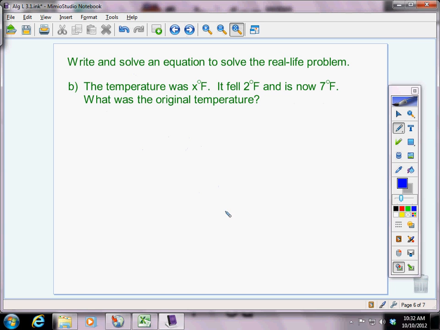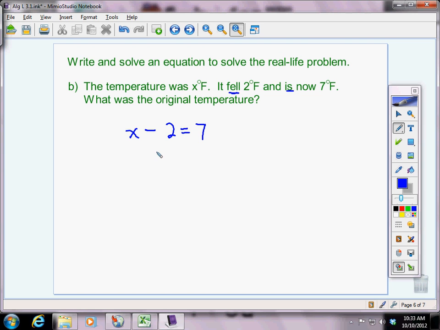Let's look at this one. The temperature was X degrees Fahrenheit. It fell 2 degrees and is now 7. So the temperature was X degrees. It fell, so I'm going to think of subtraction, 2 degrees, and is now 7. So now it equals 7. Paying attention to the key words in the problem.